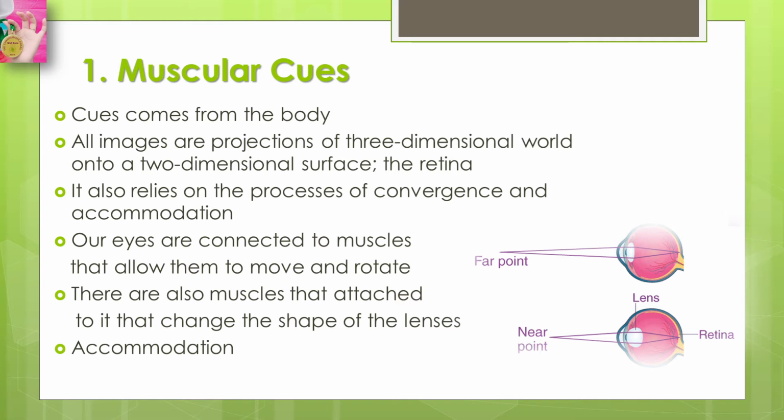Now, in addition to the muscles that move the eyes, there are also muscles attached to the lens that change its shape so that it can focus on different objects. This is called accommodation, and we'll also discuss it in great detail in this video under the topic of binocular cues. But the reason why convergence and accommodation are specifically discussed under the topic of muscular cues is because muscles play a great role in accommodation and convergence.